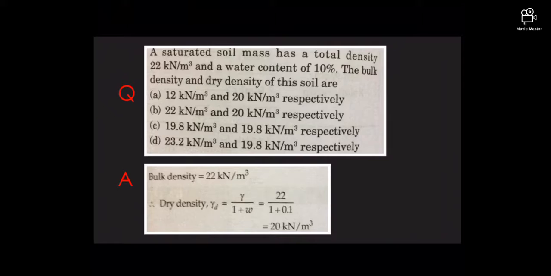And dry density, we know, is gamma by 1 plus W. Gamma is the total density or the bulk density, which is 22, divided by 1 plus W. W is 0.1, so just substitute it. We are getting dry density as 20 kilonewton per meter cube.